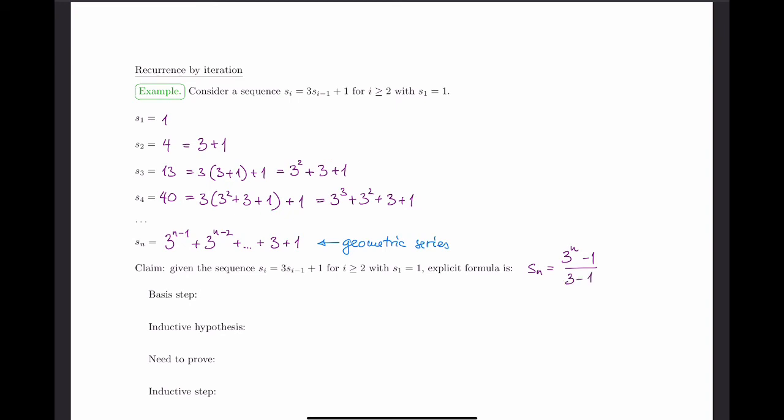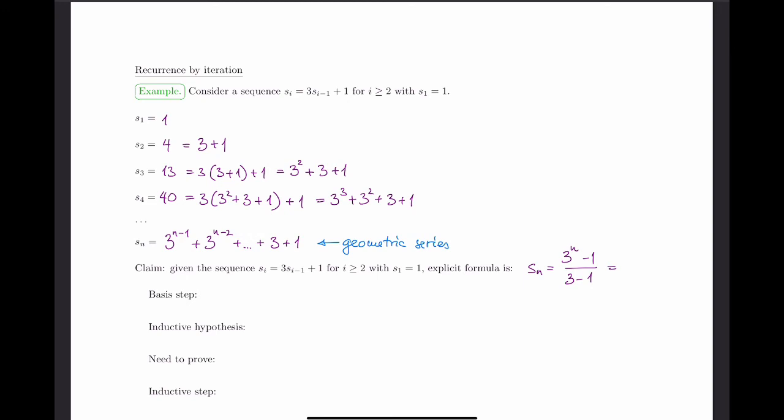Remember that if I had 1 plus r plus r squared all the way up to r to the power n, I had r to the power n plus 1 minus 1 over r minus 1, right? So in this case, my n is n minus 1, which is why I end up with the power of n here, not n plus 1, and then I have to subtract the corresponding ones. So make sure you understand where this formula actually comes from by going through the steps to derive it.